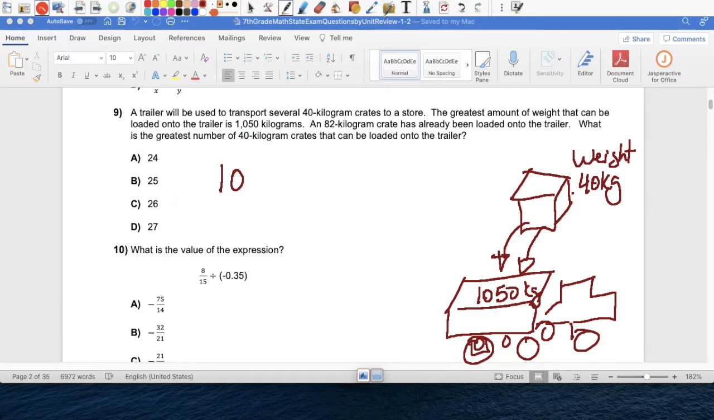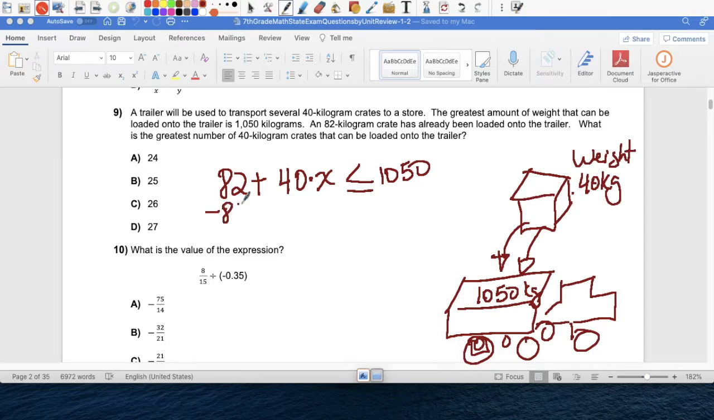So the truck has 82 kilograms already inside the truck. Plus, we're going to add crates that weigh 40 kilograms each times how many of these can we? Well, let's call it x times this. It has to be what? Under or equal to 1,050 because that's the maximum. So whatever you're putting in the truck has to be less or equal to 1,050 kilograms. The truck already has 82 kilograms, and we want to figure out how many boxes that weigh 40 can also go in there.